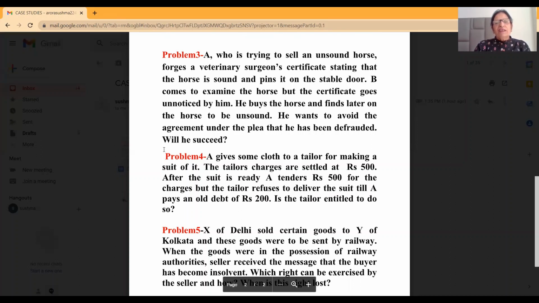And one of the features of particular lien is that it can be exercised only by the bailee till the charges are paid. But the charges have been paid. The tailor will have to deliver this suit to the owner, a person.